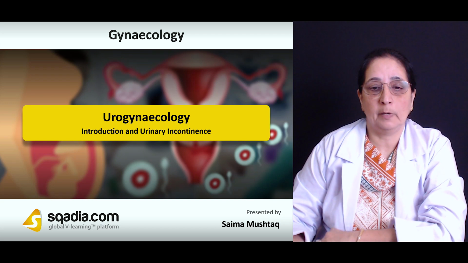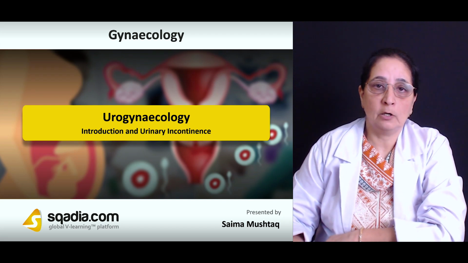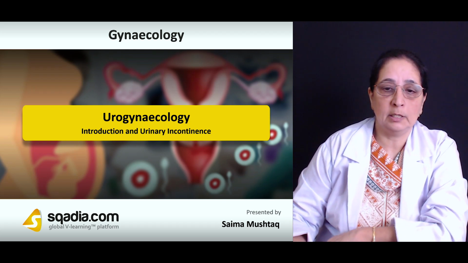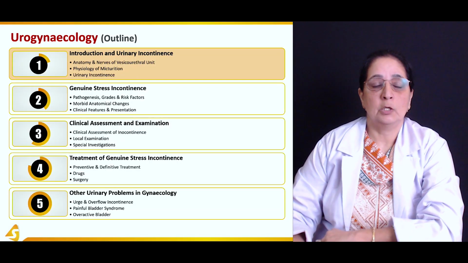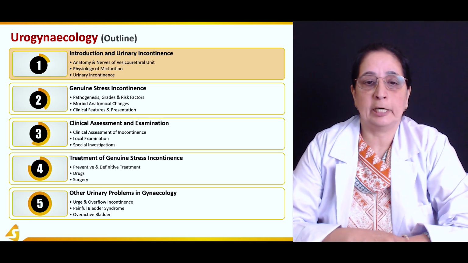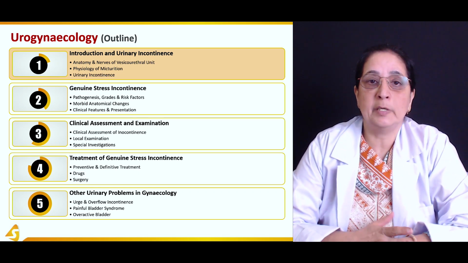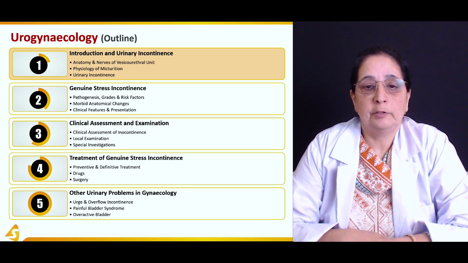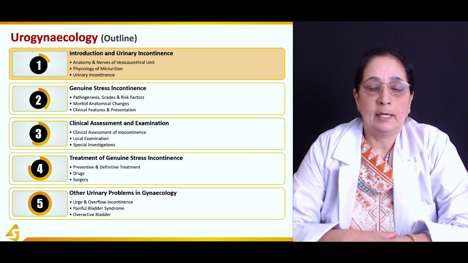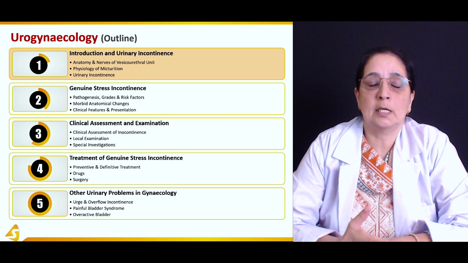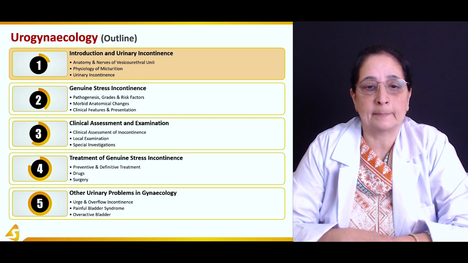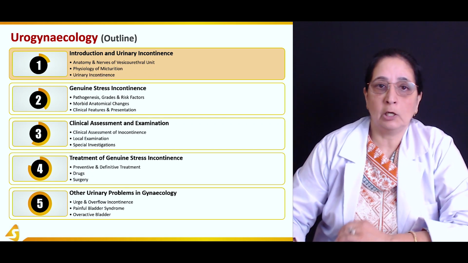Urogynaecology, we will talk about urinary incontinence mainly, and then what urogynecology is in itself. So in this section, we will talk about the anatomy and nerve supply of the vesicourethral unit. And then what's the physiology of micturition? What's the normal process and how does it lead to urinary output or micturition? And what's urinary incontinence?